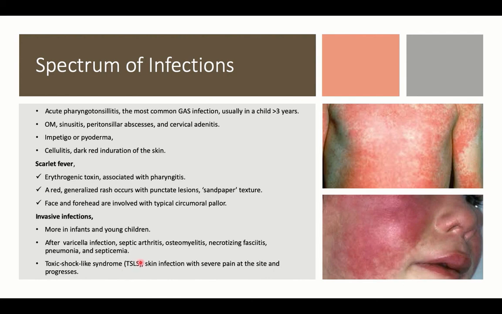Pneumonia can occur, septicemia also, and toxic shock-like syndrome. Also, the streptococci, as we have mentioned, release exotoxin that needs a deeper infection, in contrast to staph, which needs only a minor abrasion. So, skin infection with severe pain at the site of infection and then progression to the horrible syndrome of toxic shock syndrome.